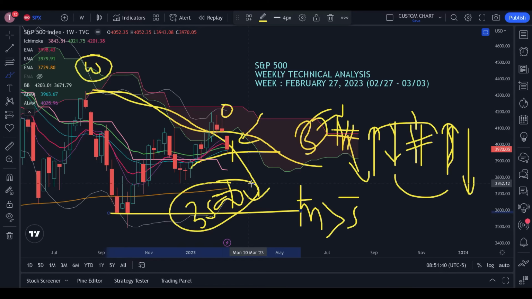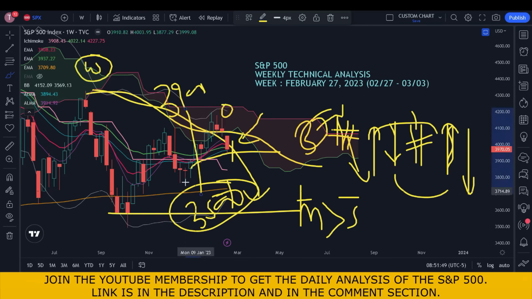However, this is conditional, and this condition I'm going to talk about on the daily chart, because on the daily chart it has to struggle around 3,900 before it can hit the 3,500.